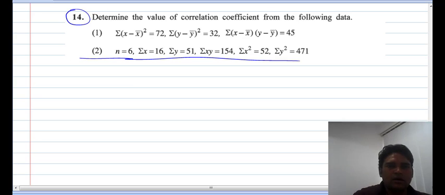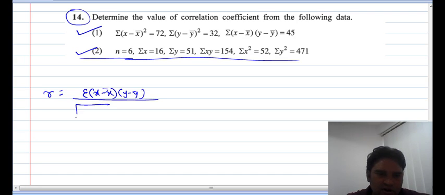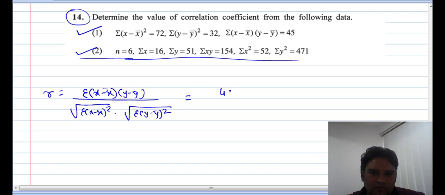right? Determine the value of the correlation coefficient from the following data. So question number 1 and 2, two questions in one question. Sigma x minus x bar, sigma y minus y bar whole square. The relevant data is given. We need to just apply the formula, right? Sigma x minus x bar into y minus y bar upon the square root of sigma x minus x bar whole square into the square root of sigma y minus y bar whole square. So this is 45.